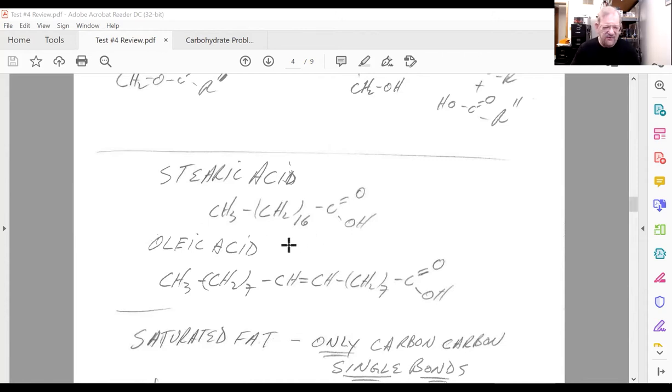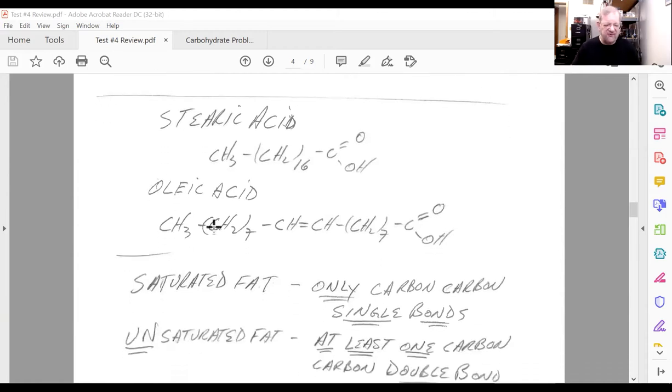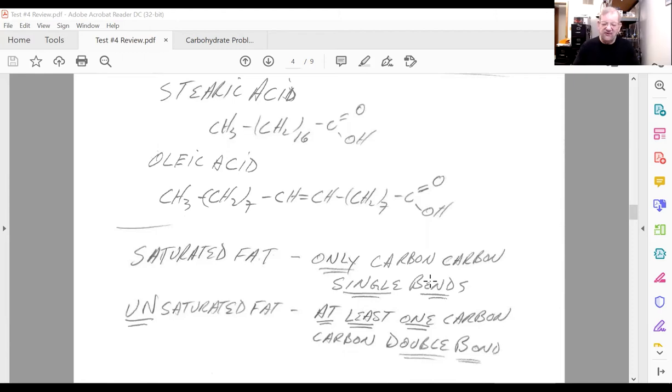Both have 18 carbons. Here the tail is all carbon-carbon single bonds. So this does not have any double bonds in it. And oleic acid has a double bond. This is at C9. And you have carbonyl, carboxylic acid, 7 carbon CH2, double bond, 7 carbon CH2, CH3. And stearic acid comes from saturated fats.